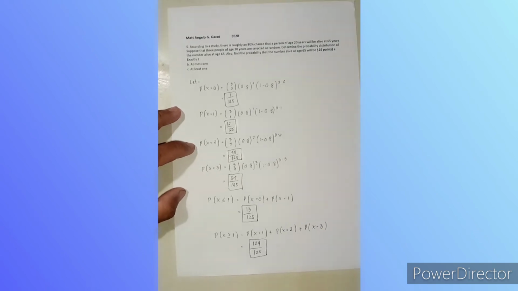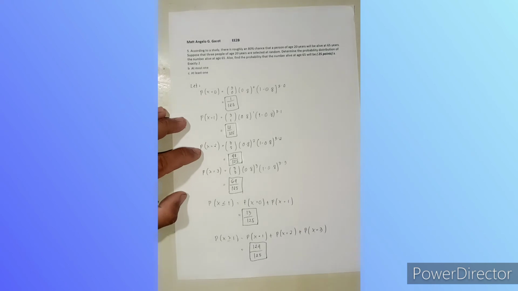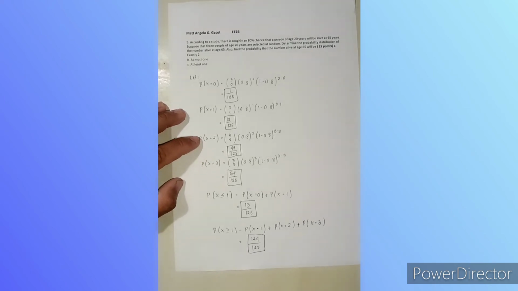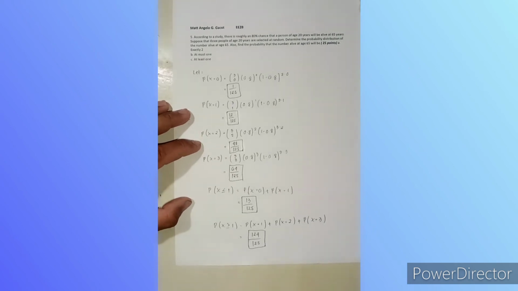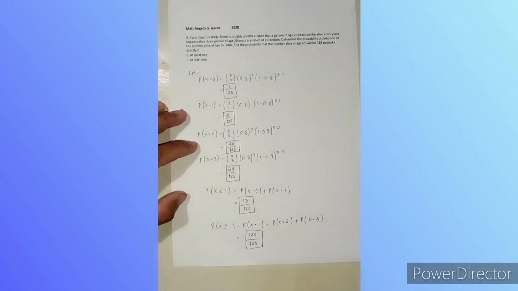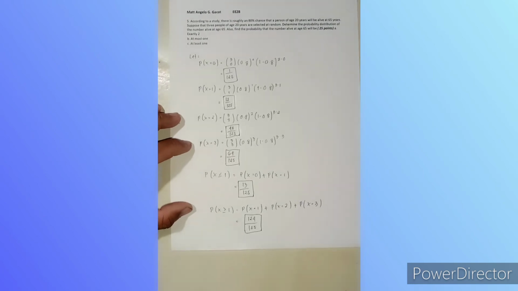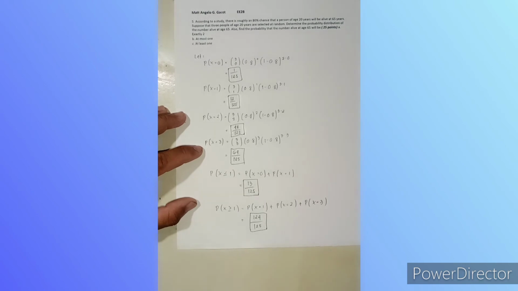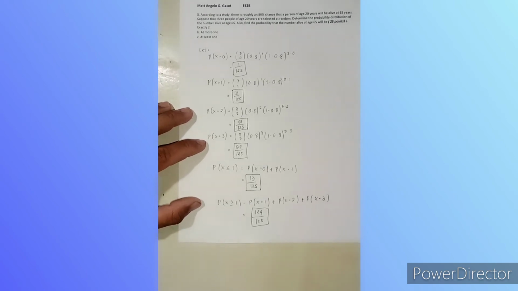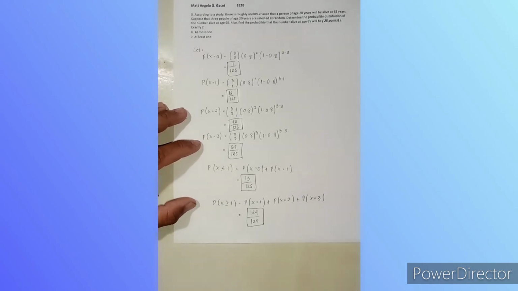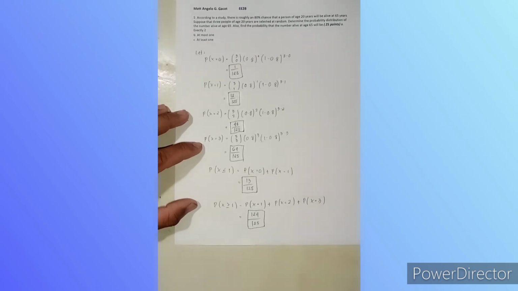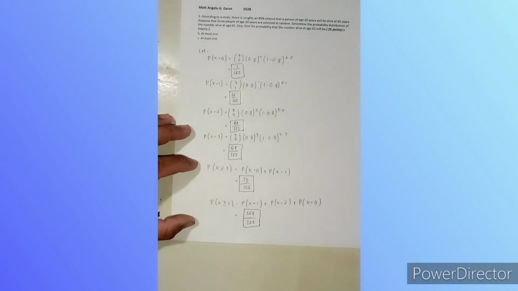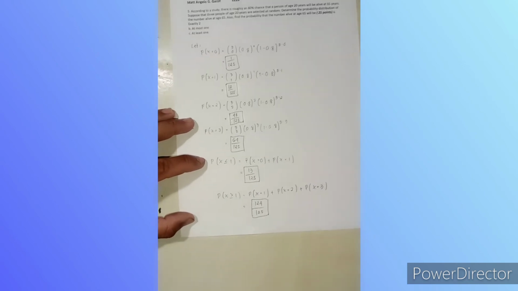For P of X equals 2, C(3,2) times 0.8 raised to 2 times the quantity 1 minus 0.8 raised to 3 minus 2. We got the answer of 48 over 125. So for P of X equals 3, we have C(3,3) times 0.8 raised to 3 times the quantity 1 minus 0.8 raised to 3 minus 3. We got 64 over 125.